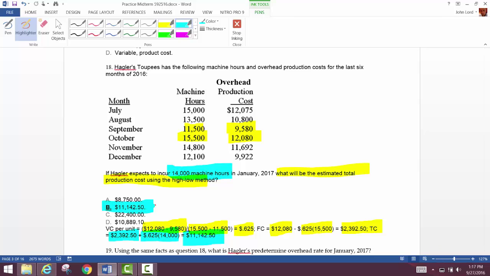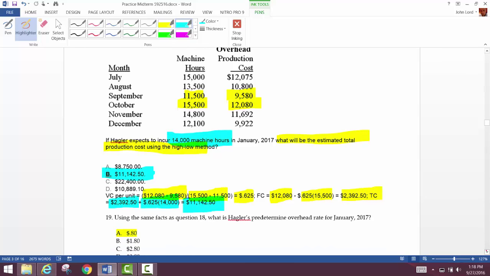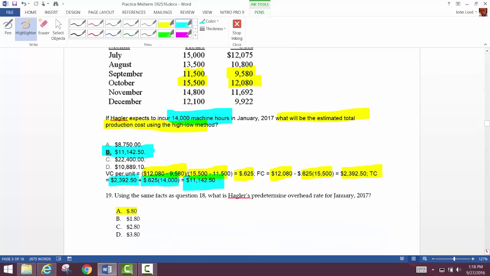So the only difference with this one was we went straight to asking you the cost rather than me breaking it out: tell me the variable cost, tell me the fixed cost. Now, if they produce this many units, give me the total cost. If they produce this many units, give me the predetermined overhead rate, which I think is the next question. Okay. So then you come over and I say using the same facts as the next question, tell me what the predetermined overhead rate should be. Who wants to set that one up for me?